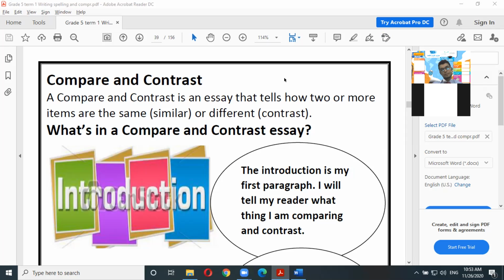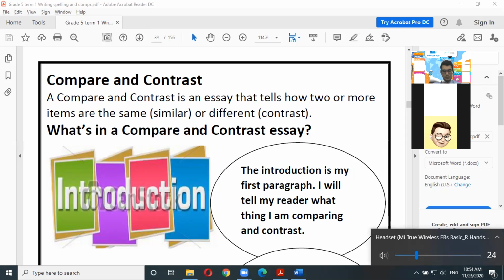Ahmed is not here. Muhammad Samir? Yes, sir. Sorry, mister, because I wasn't responding. Sorry, because there is a problem in the PC. Okay, Ahmed and Muhammad, you both are going to tell me about the compare and contrast. Ahmed will tell me about the compare and Muhammad will tell me about the contrast.